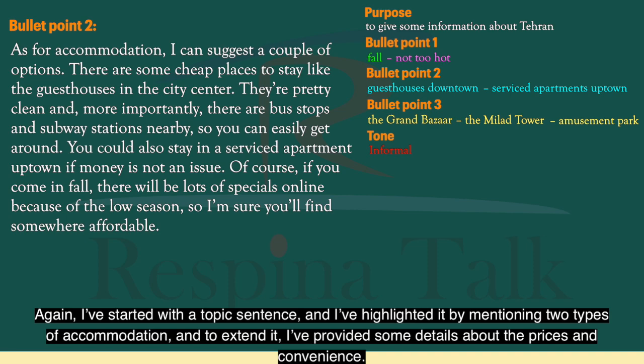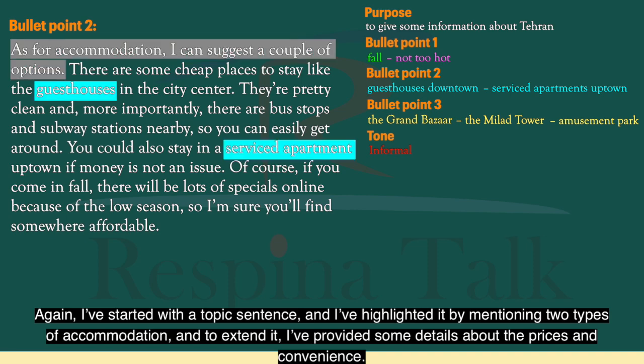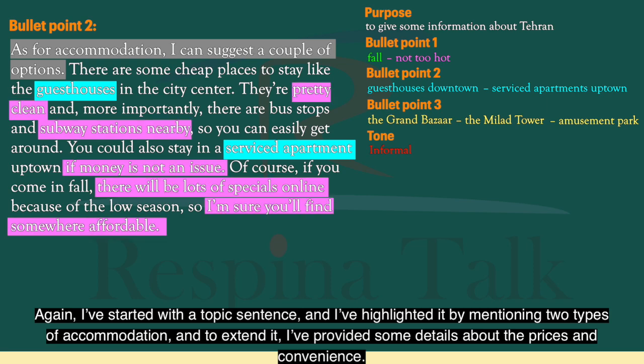Again, I've started with a topic sentence, and I've highlighted it by mentioning two types of accommodation, and to extend it, I've provided some details about the prices and convenience.